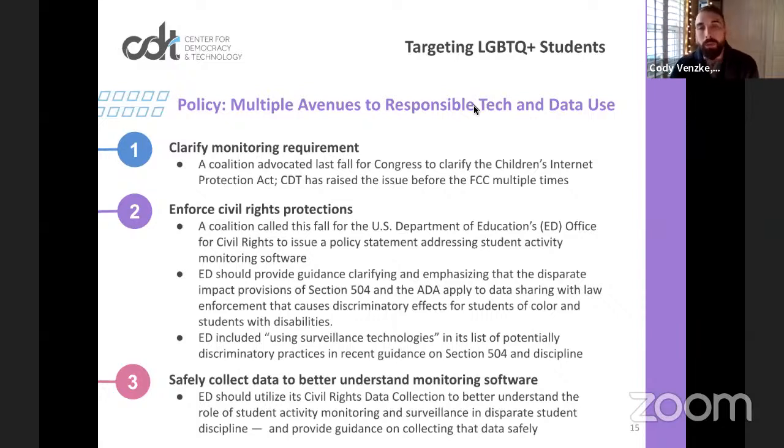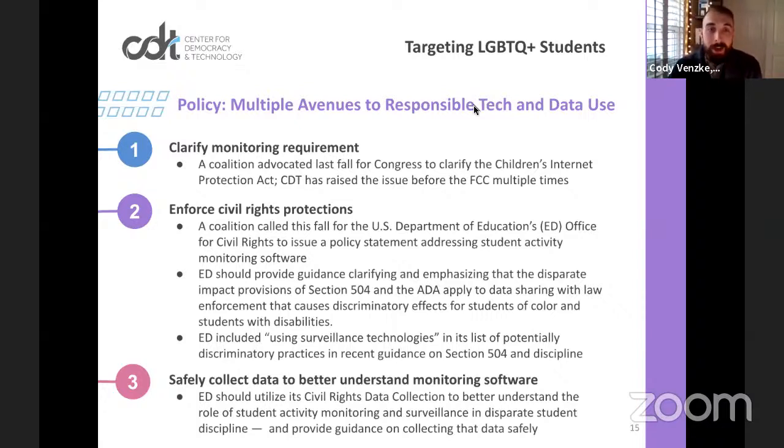So we, along with a coalition of other civil rights, education rights, and digital rights partners, called on Congress last year to clarify the word monitoring in CIPA, primarily so that schools know that their E-rate funding, which is super valuable, doesn't require them to implement this sort of technology. We've also advocated to the FCC, which is responsible for administering E-rate and CIPA, to provide that same clarification.